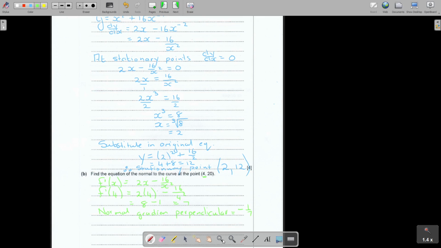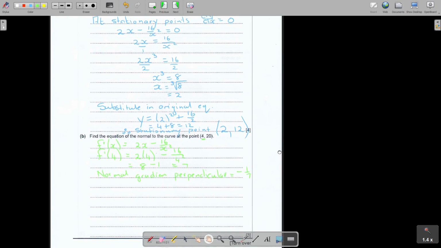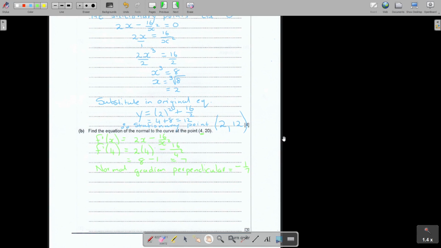Okay, but you can first write it in the formula also here. So now I'm just going to say the equation of the normal. I'm just going to go back to blue. So the equation of the normal, and that's going to be y minus y1, negative, that's the reciprocal, and x minus x1. And don't forget that your point is 4 and 20. I just want to show you.